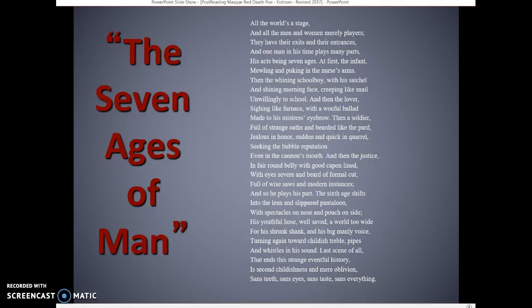The sixth age shifts into the lean and slippered pantaloon, with spectacles on nose and pouch on side. His youthful hose, well saved, a world too wide for his shrunken shank, and his big manly voice, turning again toward childish treble, pipes and whistles in his sound. Last scene of all, that ends this strange eventful history, is second childishness and mere oblivion, sans teeth, sans eyes, sans taste, sans everything.